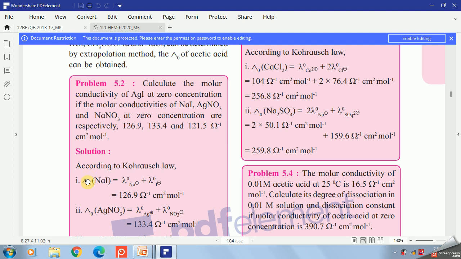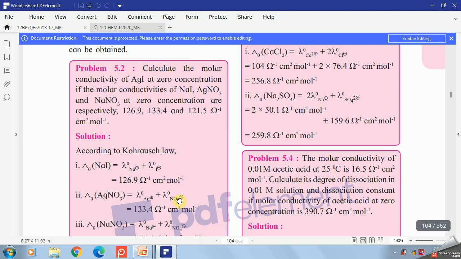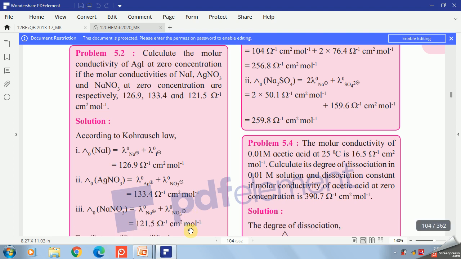So what is Kohlrausch's law? Lambda 0 of NaI gives lambda 0 of Na plus plus lambda 0 of I minus, which is equal to 126.9 ohm inverse centimeter square per mole. Then lambda 0 of AgNO3 is equal to lambda 0 of Ag plus plus lambda 0 of NO3 minus, it is 133.4 ohm inverse centimeter square per mole. Then lambda 0 of NaNO3 is equal to lambda 0 of Na plus plus lambda 0 of NO3 minus, it is equal to 121.5 ohm inverse centimeter square per mole. So with the help of these given values of these electrolytes, we can calculate the molar conductivity of AgI.